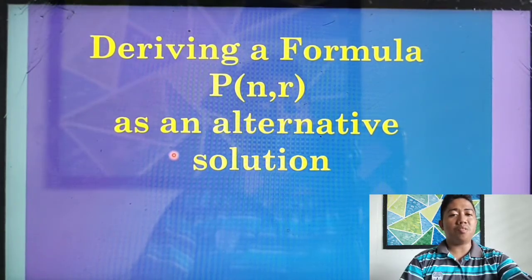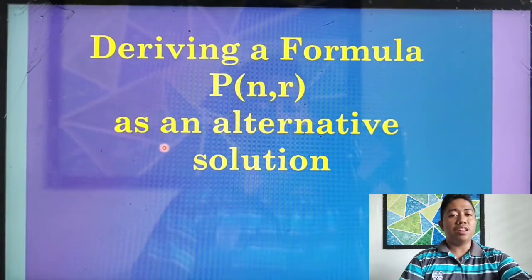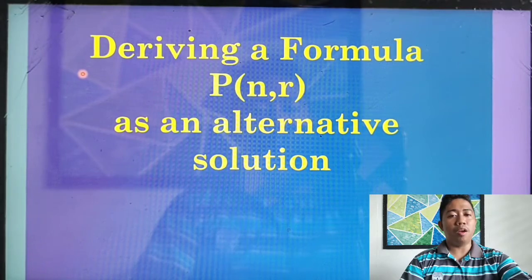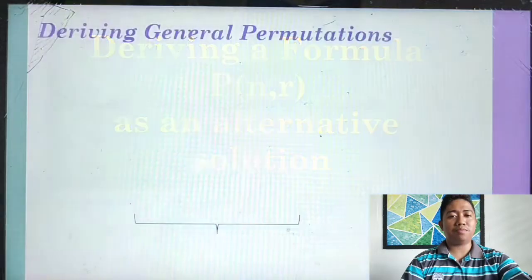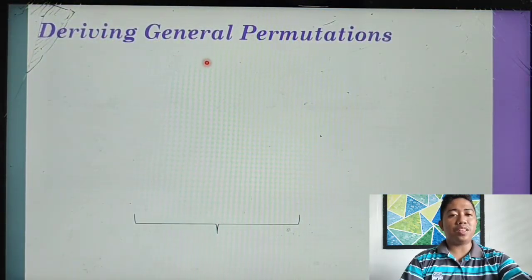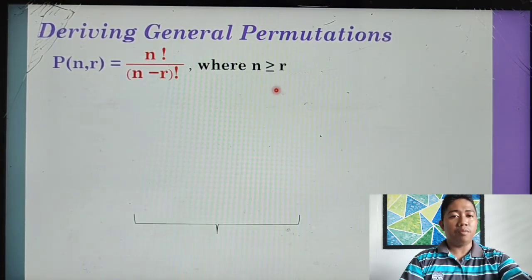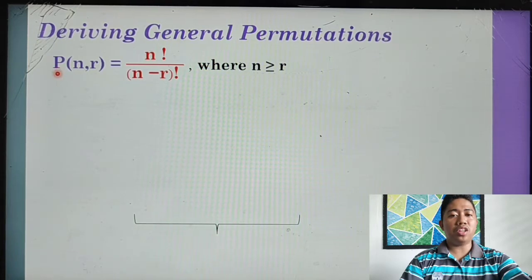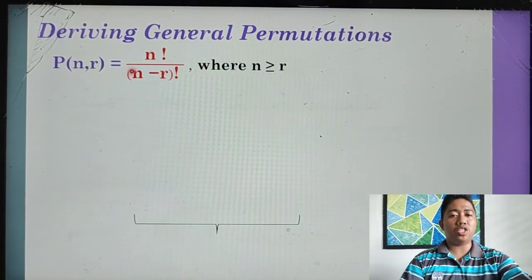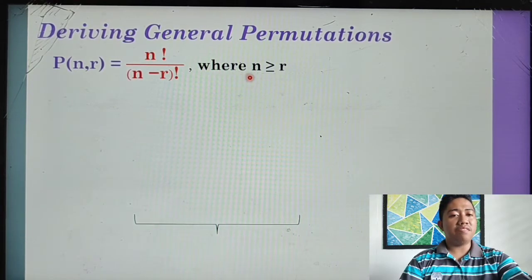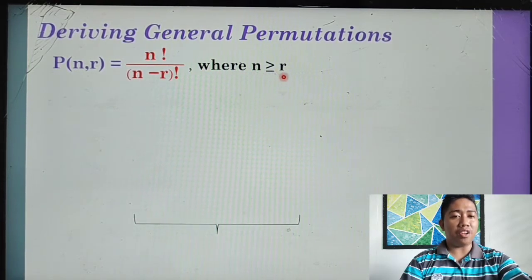So in this formula, we can derive the shortest method for us to solve permutation problems. To derive general permutations, let's consider the given formula as we have already discussed earlier. The permutation of n taken r is equal to n factorial all over n minus r factorial, and we all know that the value of n must be larger than or equal to the value of r.